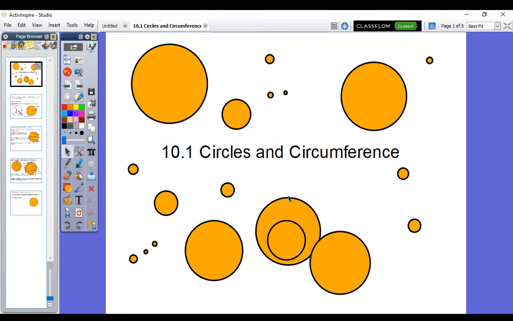We're talking about circles and circumference. This whole chapter will be based around circles and parts of circles. So let's go over our first part.